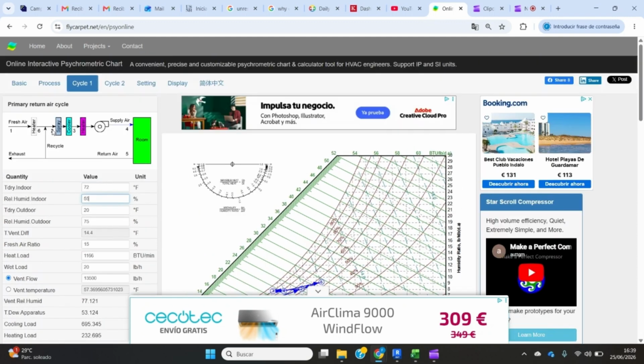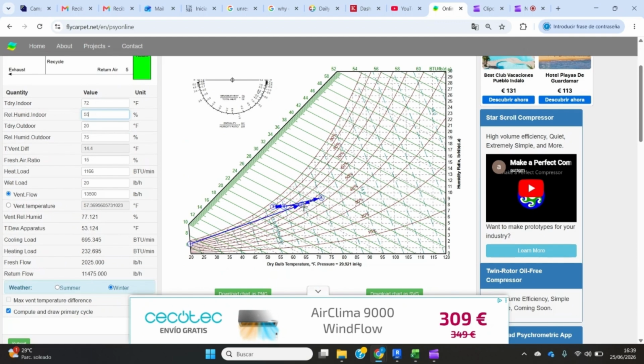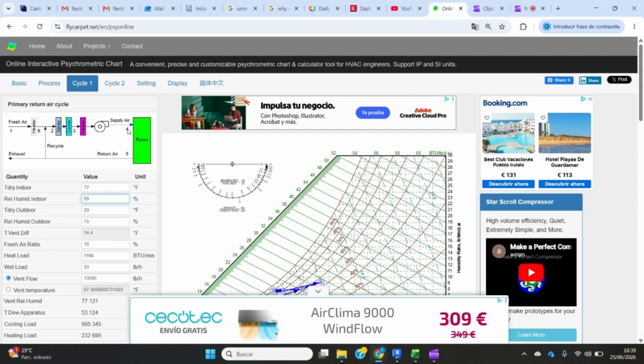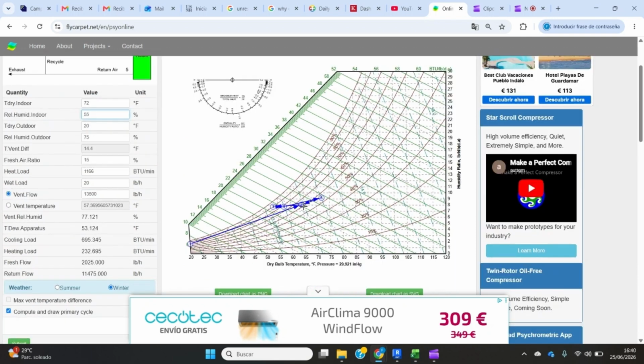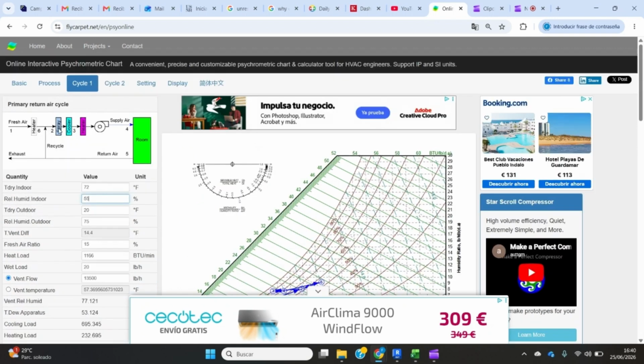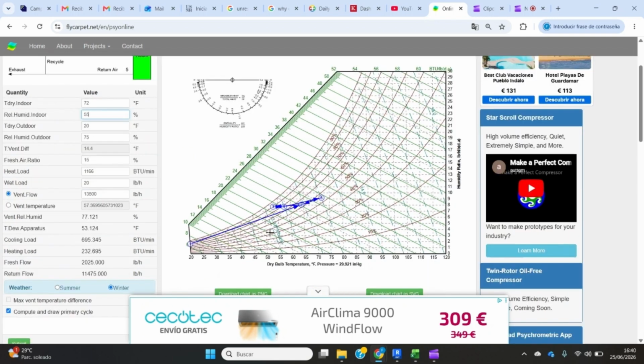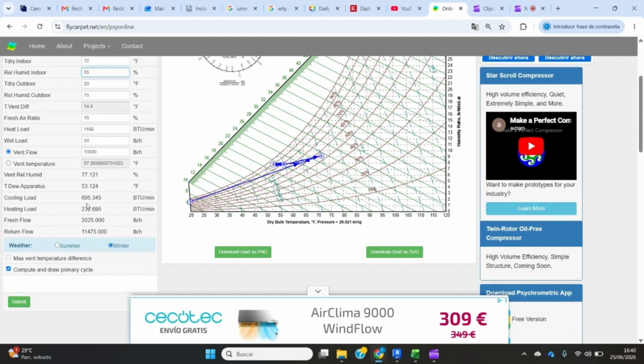What do we do then? Well, this is counterintuitive, because if we want to get to point number 4, the supply, we have to cool down. We have to go from point 2 to point 3. From point 2 to point 3, we have the cooling coil. So we have to cool down. And that's why we have cooling load here. We are in winter, but we do have cooling load because we have to get rid of some of the moisture or the humidity that we have in our room because of the people.